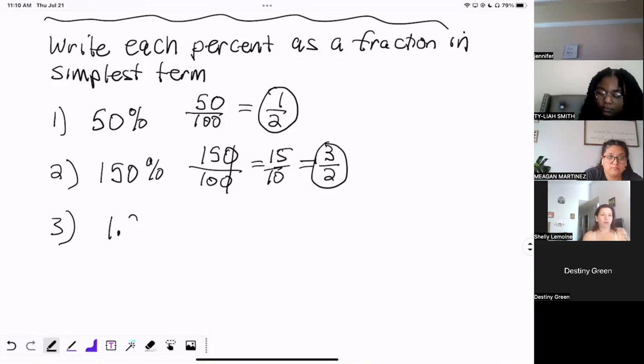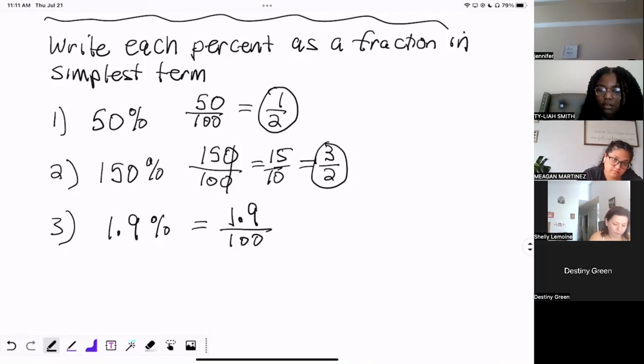Okay, here we go. If I have 1.9%, we have something we have to do because that's 1.9 over 100. How do I write that as a fraction easily? Well, if I multiply by 10, why would I multiply by 10? Because if I multiply by 10, I can make this 19 over 1,000.